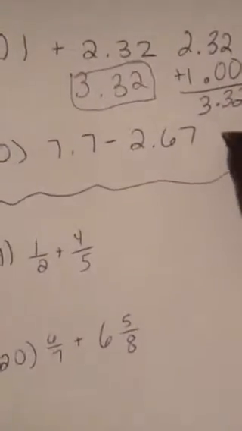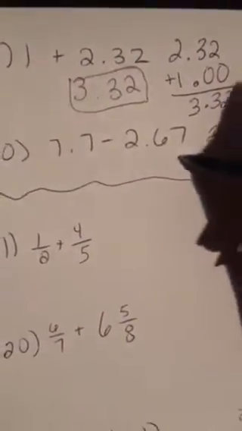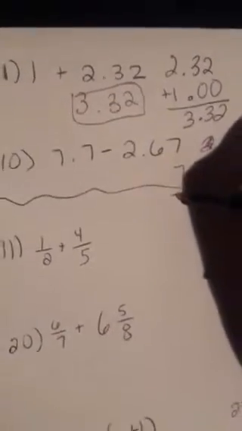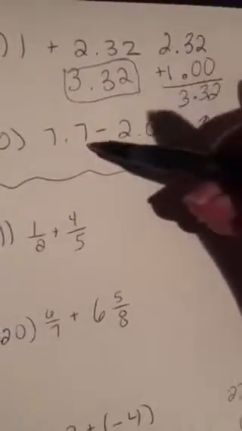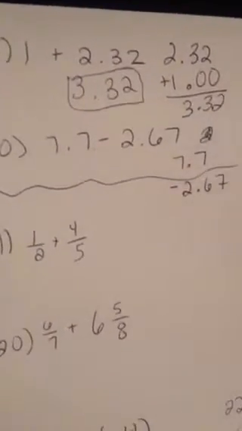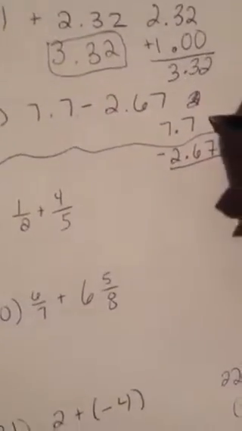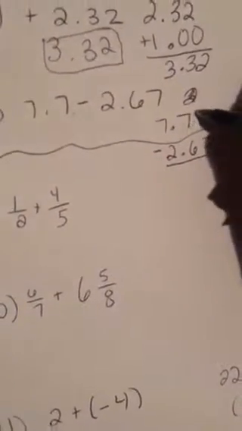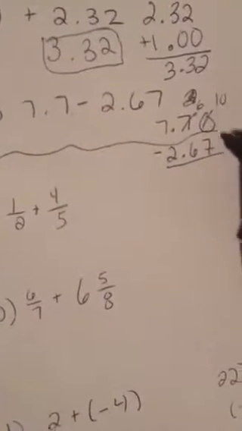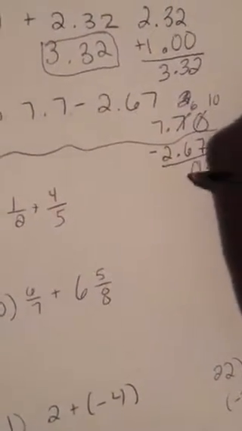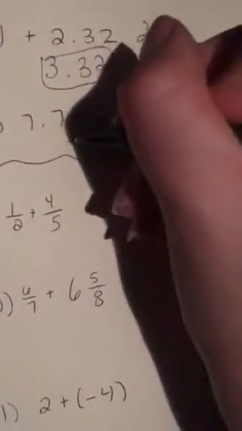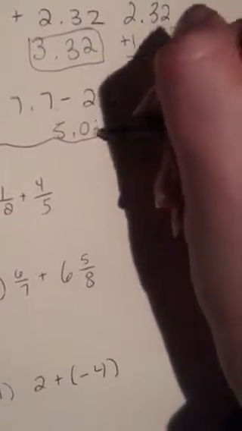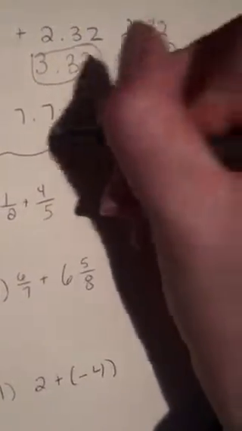For number 10 as well, it's subtraction, but we do it the same way. I'm going to write it vertically. Since it's 7 and 7/10 minus 2 and 6/10, I'm going to put the 7 and 7/10 on top. I'm going to add a 0 to the missing place value, and then I'm going to subtract like normal. 10 minus 7 is 3, 6 minus 6 is 0, 7 minus 6 is 5. My final difference is 5 and 3 hundredths.